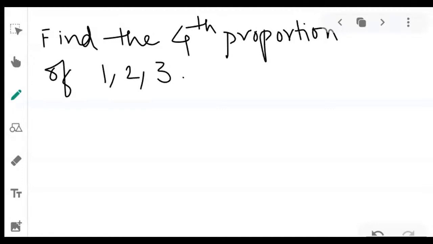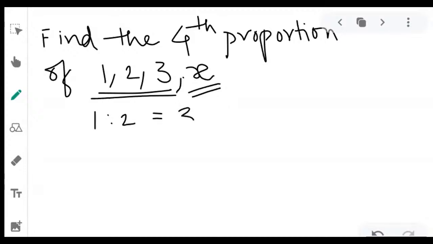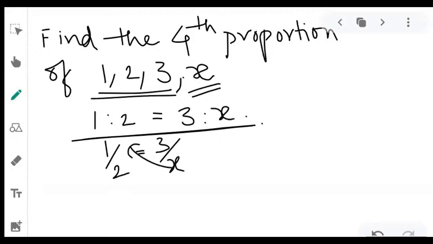If I say find the fourth proportion of 1, 2 and 3, what is the meaning of this then? That means there is a fourth value unknown which we have to assume as x and write the equation as 1 is to 2 is equals to 3 is to some x. Now what is the value of x here? Nandini, can you tell me? X equal to 6, ma'am. So 1 by 2 is equals to 3 by x. On cross multiplying, x equals to 6. Right?